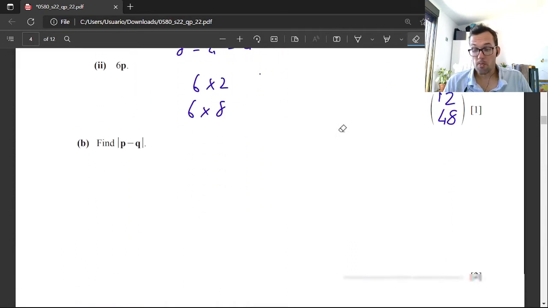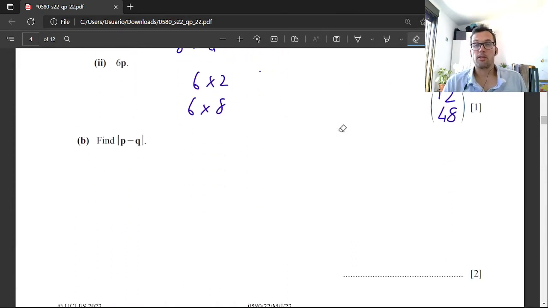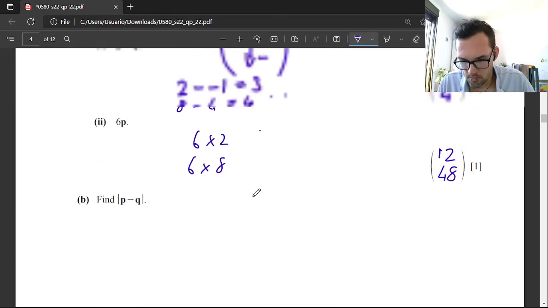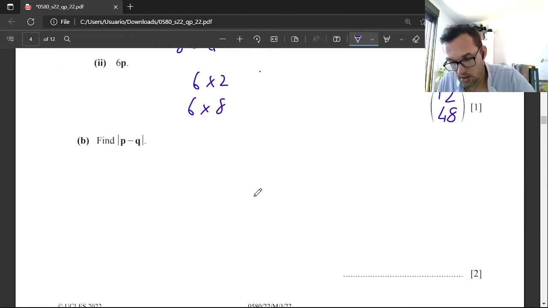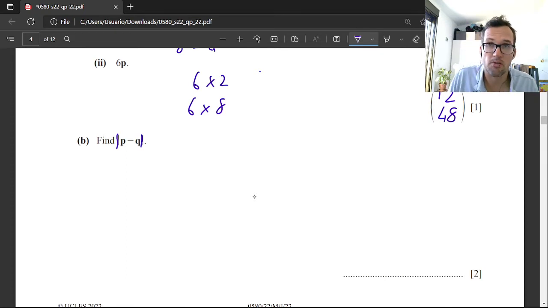Question 10b. We got find the magnitude of P minus Q. Now we already found P minus Q. Remember? There, in question 10a part 1. P minus Q, we found it. The difference now here is we got those 2 lines. Okay, that means find the absolute value or the magnitude of the vector, which means the length of the line. Those lines also mean ignore any negative signs. It's only a positive answer because we're going for the length of the line, ignoring all negatives.